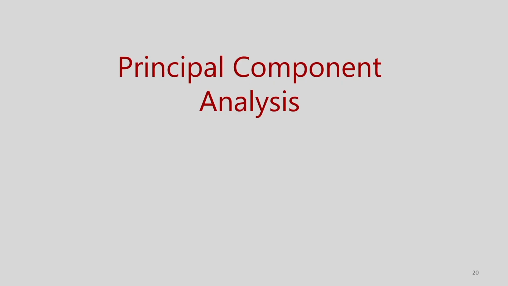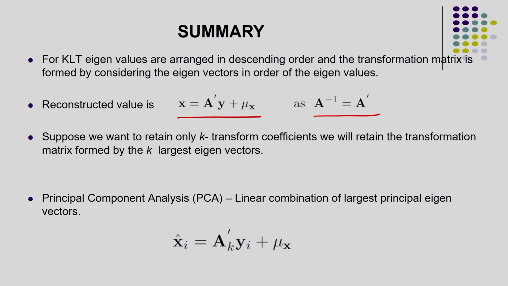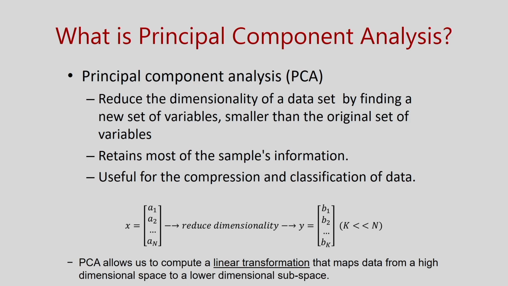Now I want to show the principal component analysis. What is the principal component analysis? As already explained, it means the linear combination of the largest principal eigenvectors. In the principal component analysis, again I am showing the same thing, the KL transformation. I can reduce the dimensionality of the data set by finding a new set of variables smaller than the original set of variables, which retains most of the sample's information and is useful for the compression and classification of data. You can see I have the input vector x, and after this I am reducing the dimensionality. The dimension is reduced because in this case k is less than n.